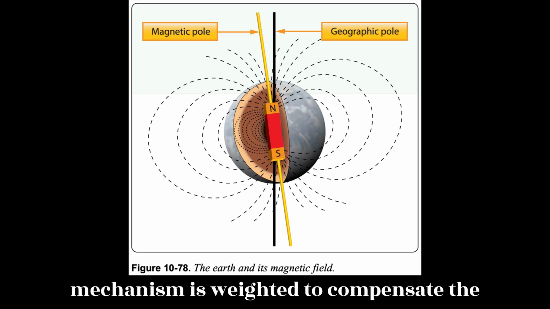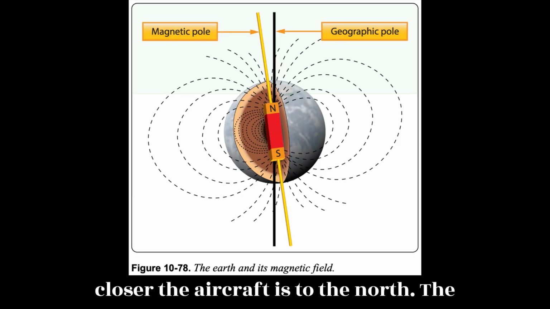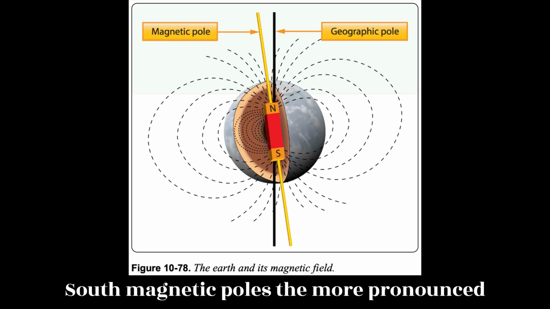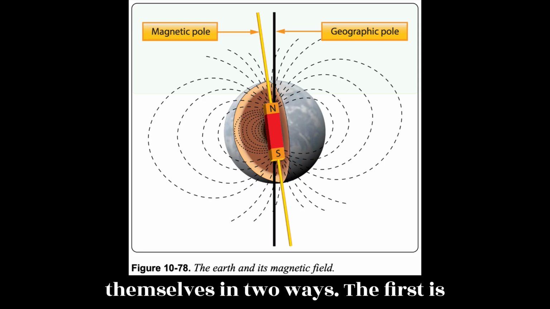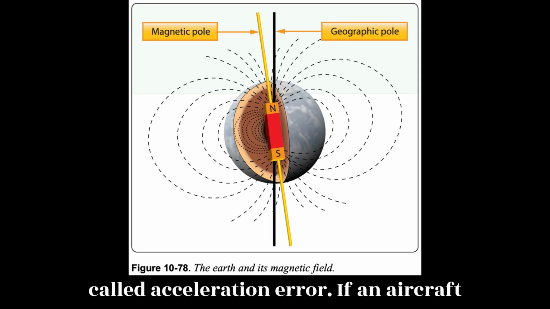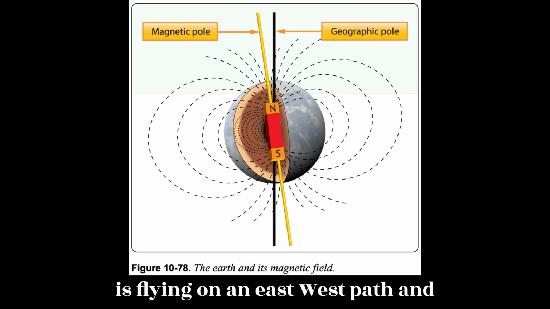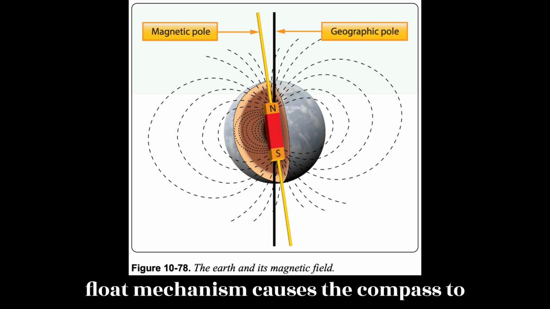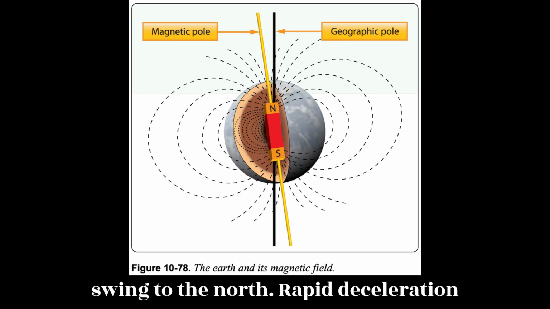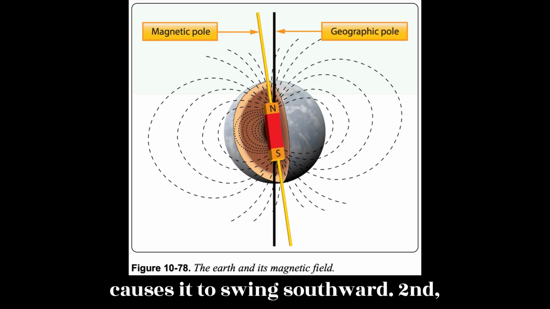Although the compass float mechanism is weighted to compensate, the closer the aircraft is to the north or south magnetic poles, the more pronounced the errors. Dip errors manifest themselves in two ways. The first is called acceleration error. If an aircraft is flying on an east-west path and simply accelerates, the inertia of the float mechanism causes the compass to swing to the north. Rapid deceleration causes it to swing southward.